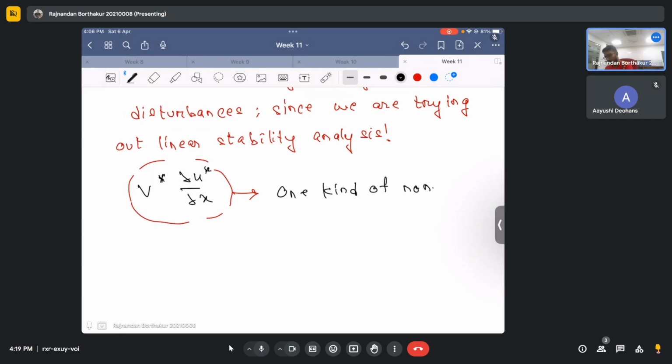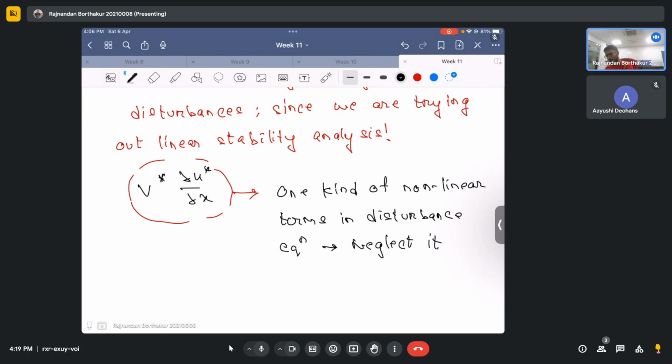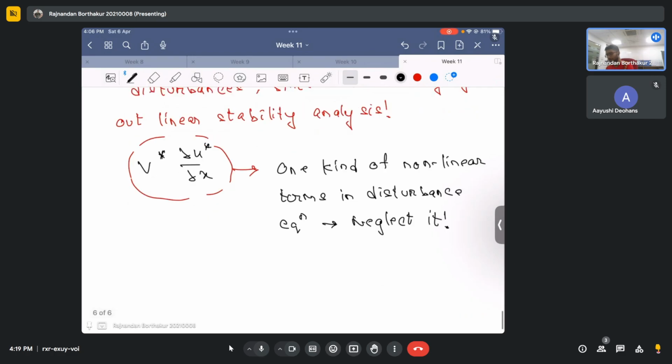nonlinear term in the disturbance equation. Okay, and what we will do is we will neglect these kinds of terms. Now can you tell me, will we neglect this term or not?